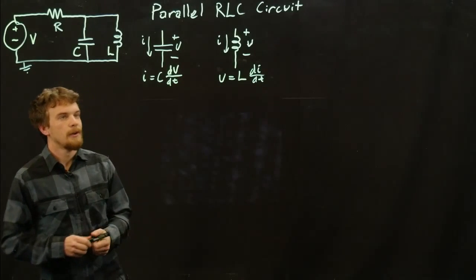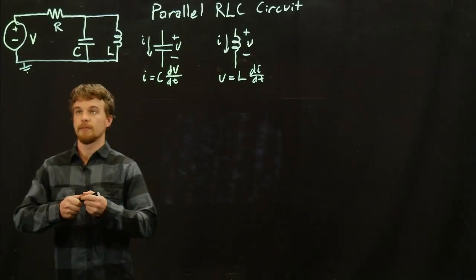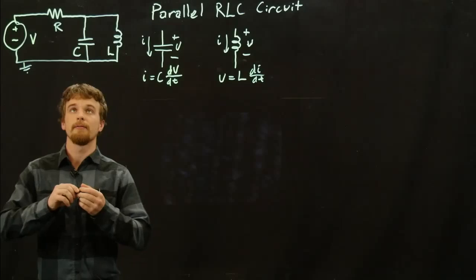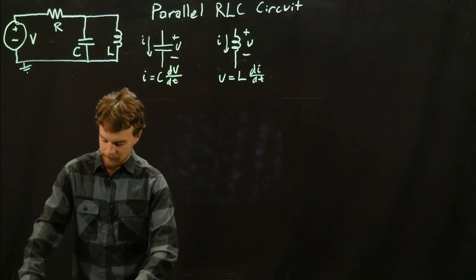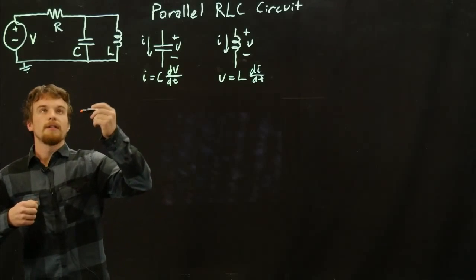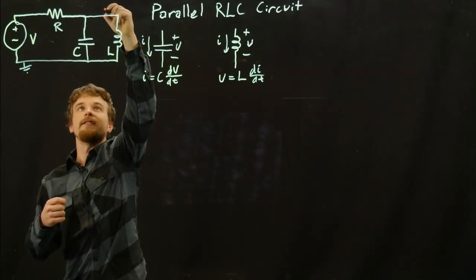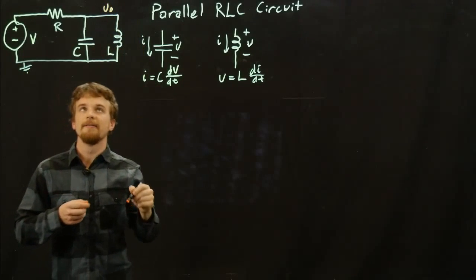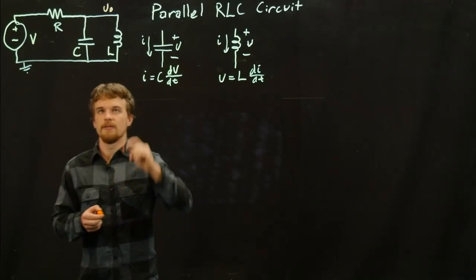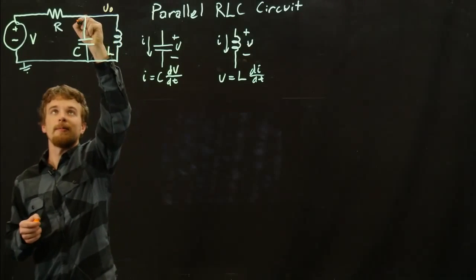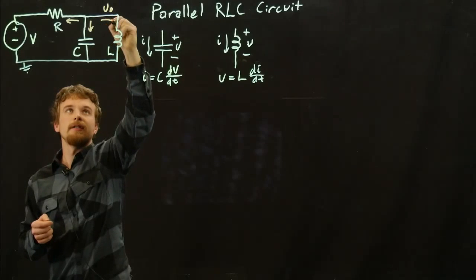The way we start this, we should set up our differential equation. We can do it like we would normally do a circuit. Let's call this node right here V naught, and let's do KCL at this node. We'll sum the currents leaving the node, set it equal to 0, a current there, and a current there.